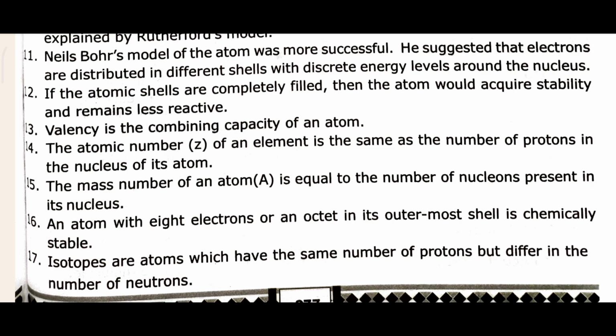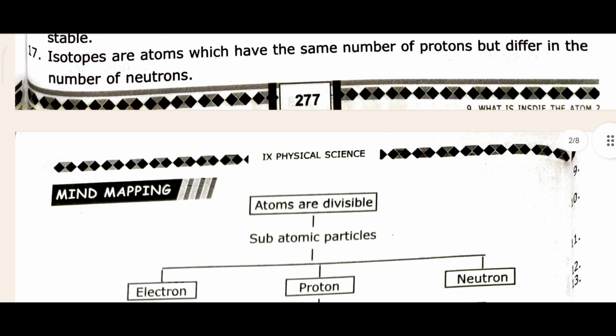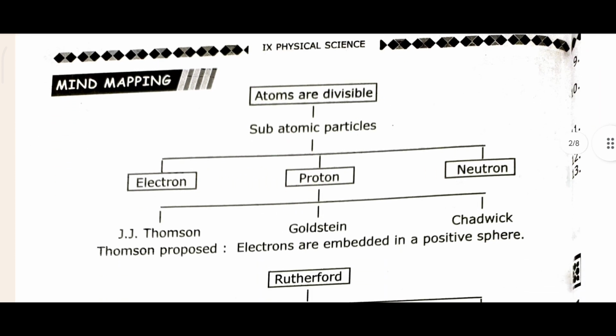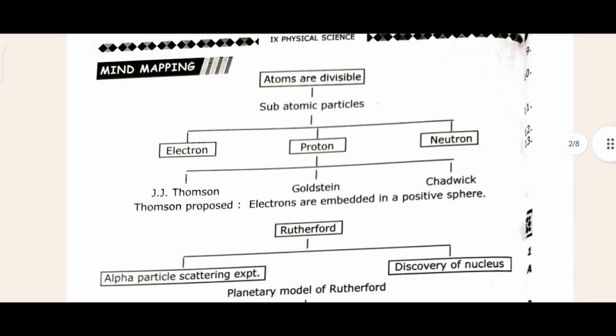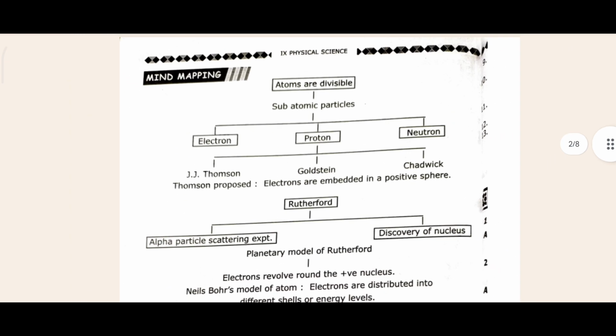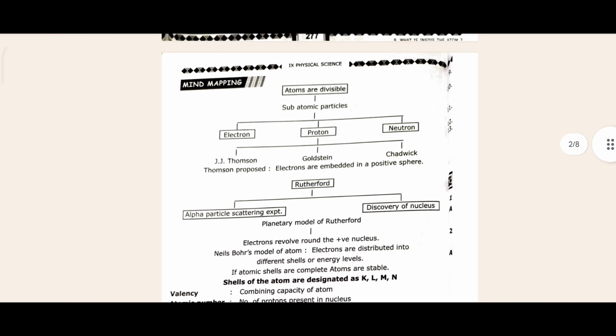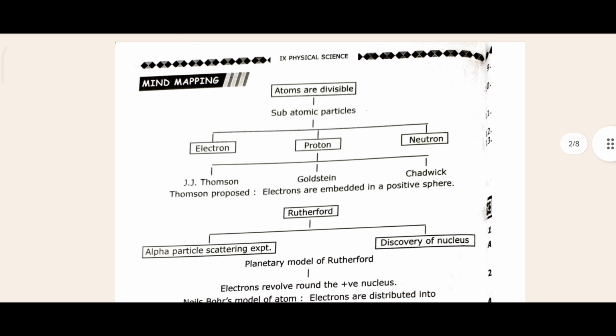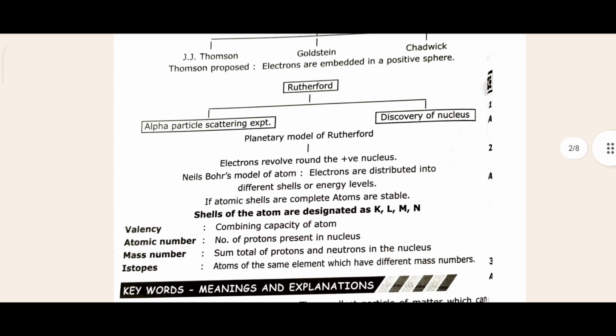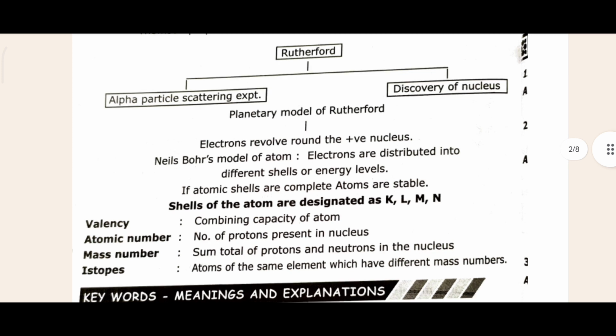Alright, so I hope this one is clear. If it is clear, then come here, you can see this is our mind mapping. Mind mapping means it's like brain mapping, what you are going to learn in this chapter is given here, okay now. So this is your brain mapping, you can easily see it till here, okay.